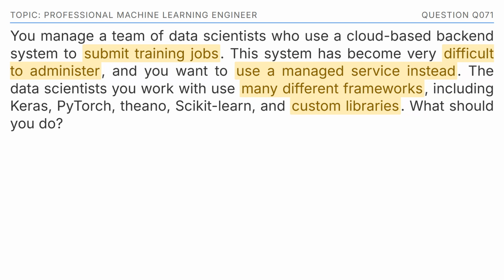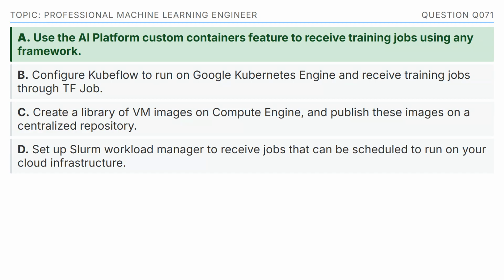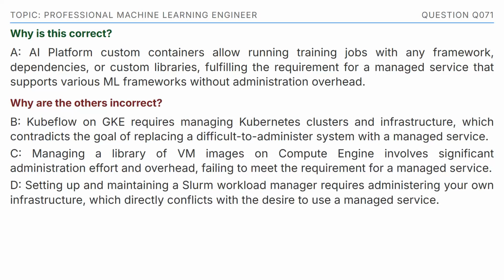To arrive at the correct answer, we focus on the keywords: submit training jobs, difficult to administer, use a managed service instead, many different frameworks, custom libraries. Correct answer is option A, use the AI platform custom containers feature to receive training jobs using any framework. Why is this correct? A. AI platform custom containers allow running training jobs with any framework, dependencies, or custom libraries, fulfilling the requirement for a managed service that supports various ML frameworks without administration overhead.